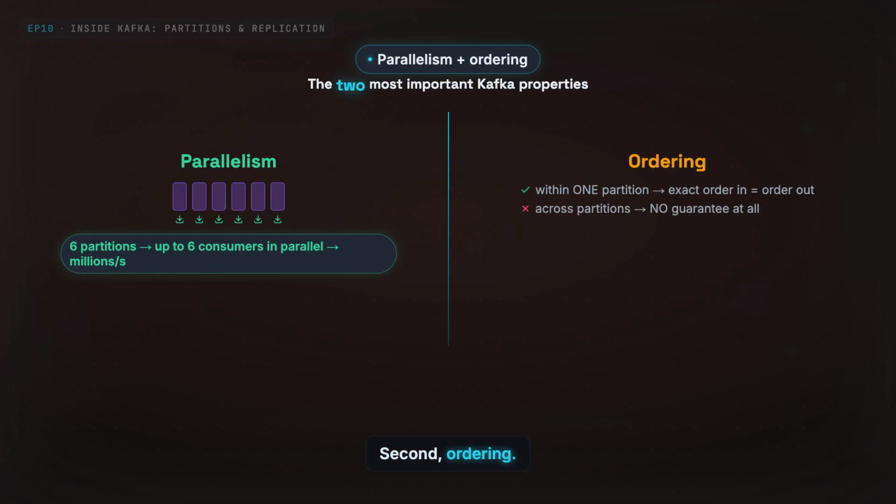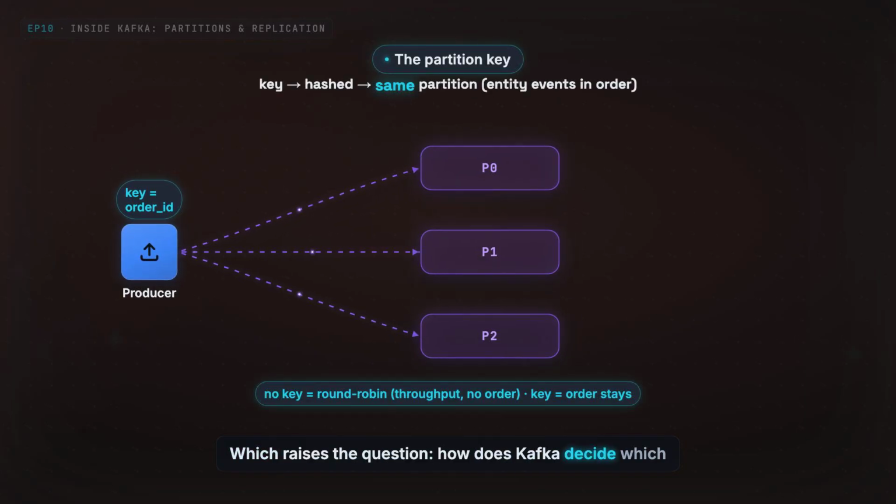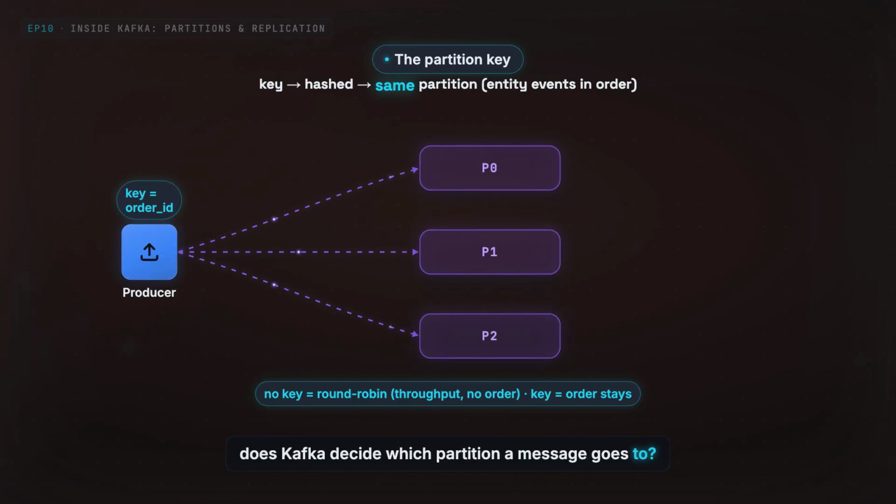Second, ordering. And here's the crucial catch. Kafka only guarantees order within a single partition, not across the whole topic. Within one partition, messages come out in exactly the order they went in. Across partitions, there's no guarantee at all. Which raises the question, how does Kafka decide which partition a message goes to?